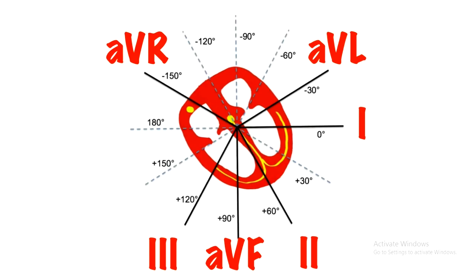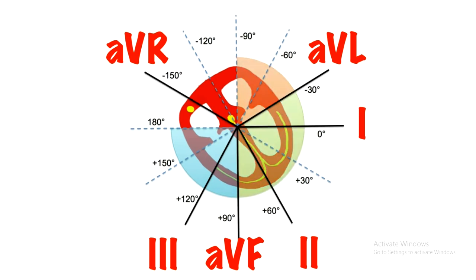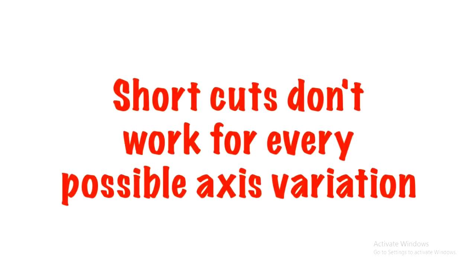The normal cardiac axis is considered to be from plus 90 to minus 30 degrees. Left axis deviation goes from minus 30 to minus 90 degrees. Right axis deviation goes from plus 90 to plus 180 degrees. Anything outside this is termed extreme axis deviation, which is rare. So how do we calculate the axis?